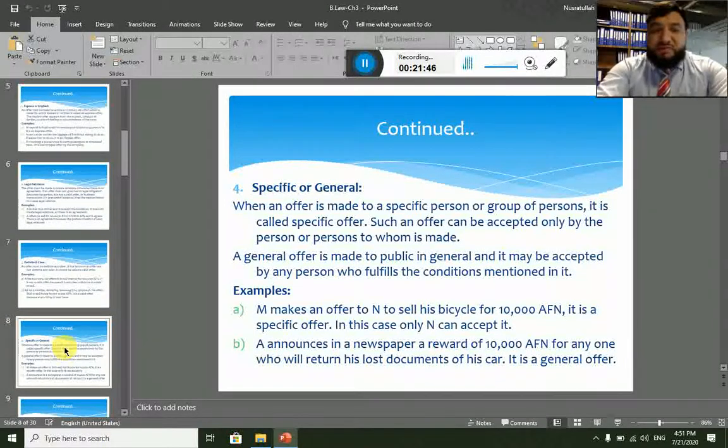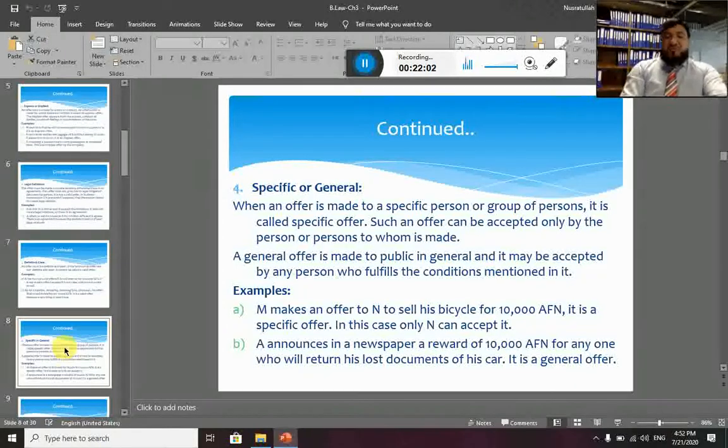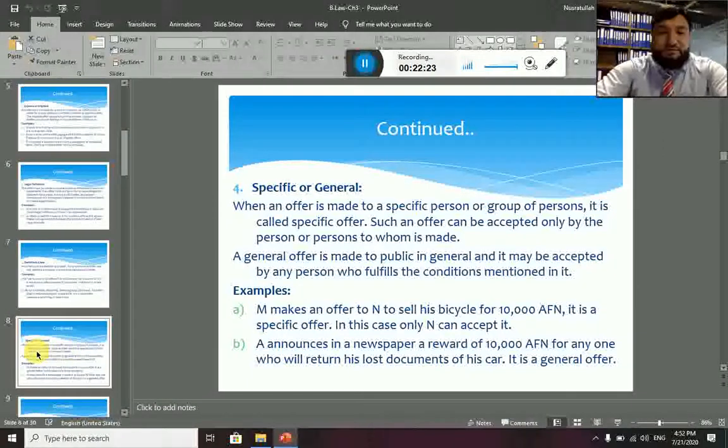For example, Mahmoud makes an offer to Nasim to sell his bicycle for 10,000 Afghani. This is a specific offer. Only Nasim can accept; nobody else can accept this offer. There is another example. Ahmad announces in a newspaper a reward of 10,000 Afghani for anyone who returns his lost documents in his car. That is a general offer. Anyone who finds the documents and brings them back to Ahmad, he will pay the 10,000, because this is a general and open offer.